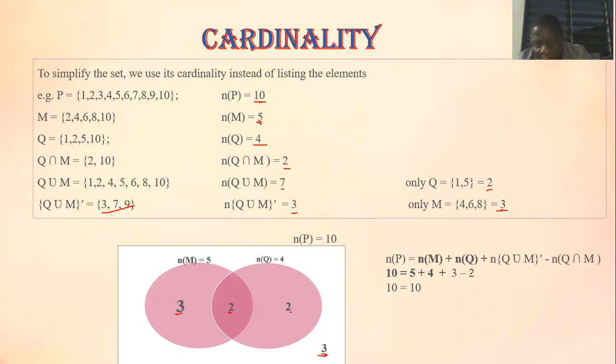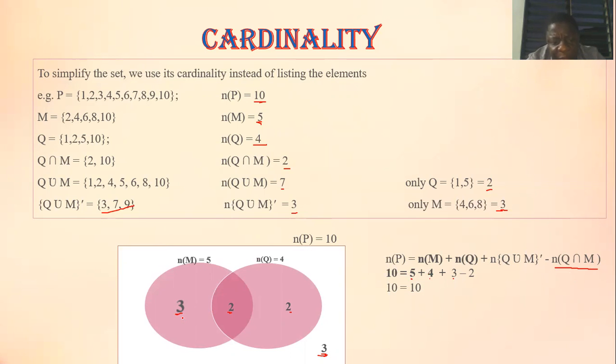However, from the formula, we can see extra components. So P, which is the universal set and equal to 10, should give us the sum of the cardinality of M, the cardinality of Q, and the cardinality of their complement. So that will give us 5 plus 4 plus 3. So the question is, why do we have -2? The -2 is the intersection of Q and M. Why did we subtract that?